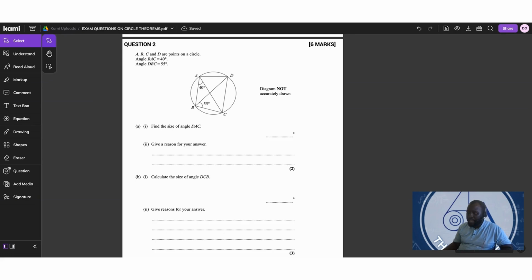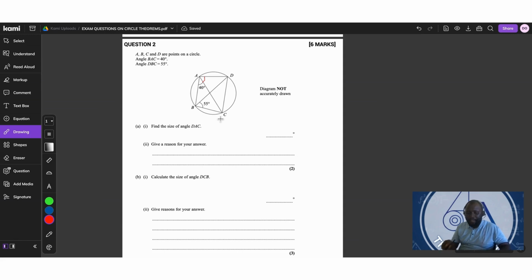Then we are told now, find the size of angle DAC. So the size of angle DAC, that is that angle. Now, which angle also will have DC at the beginning and at the end? That is angle DBC. So I just look for the angle we've been given, which is angle DBC. Angle DBC is 55 degrees. So angle DAC is 55 degrees.